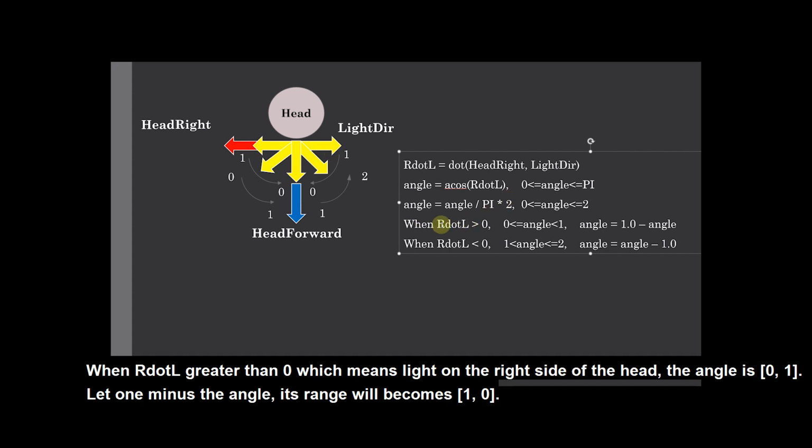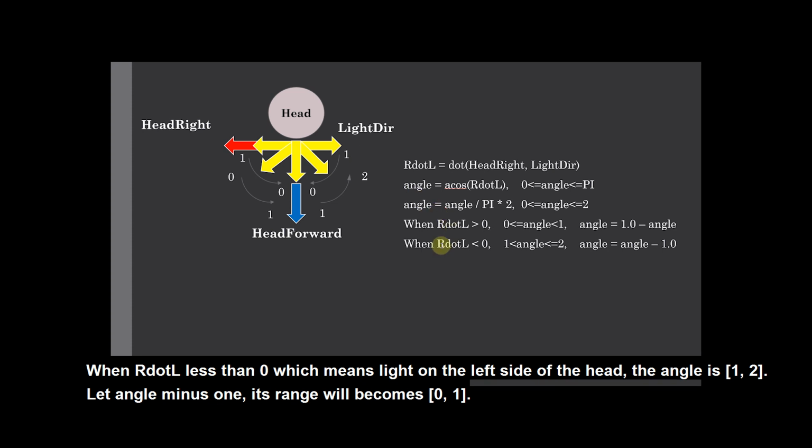When r.l is greater than 0, which means light on the right side of the head, the angle is from 0 to 1. Let 1 minus the angle, its range will become from 1 to 0. When r.l is less than 0, which means light on the left side of the head, the angle is from 1 to 2. Let the angle minus 1, its range will become from 0 to 1.